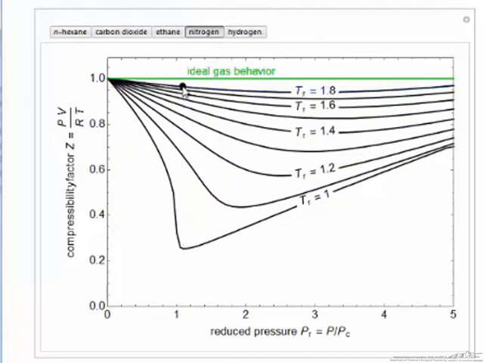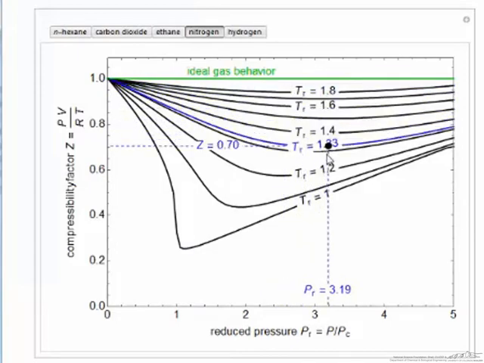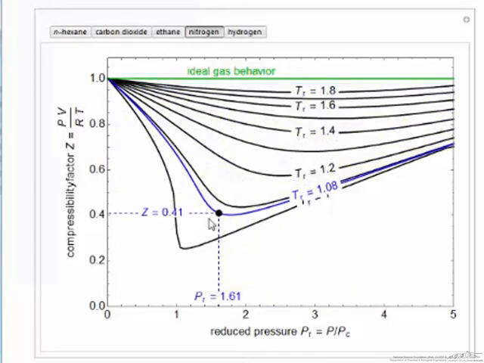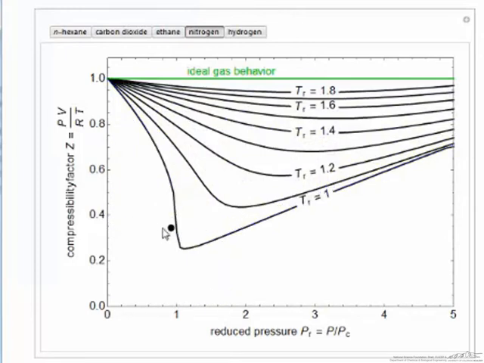Using Kay's rule, the compressibility factor charts can also be used for gas mixtures, extending the applicability of this tool. You should be comfortable using the compressibility charts to solve various problems for non-ideal gases.